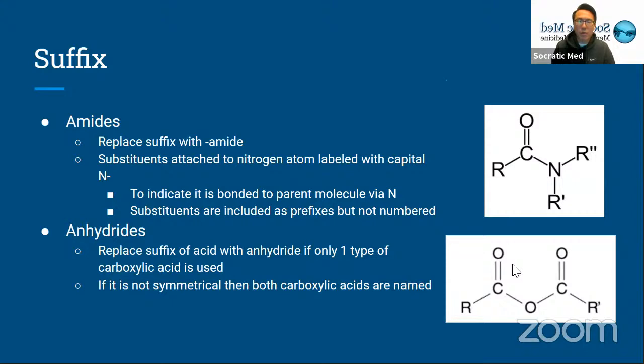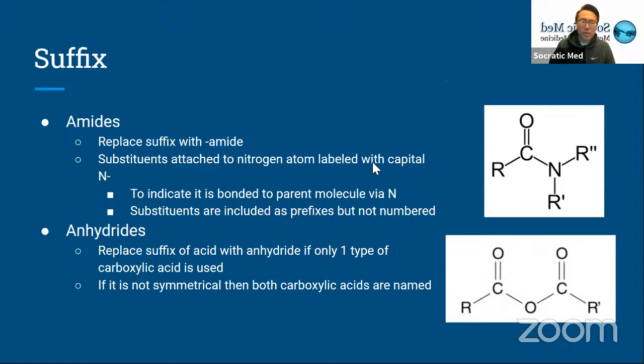You have to name those as substituents for the nitrogen atom. So you have to label it with a capital N to specify that it's bonded to the parent molecule via the nitrogen. So don't confuse that with the lowercase n that signifies a normal straight chain for the alkane.